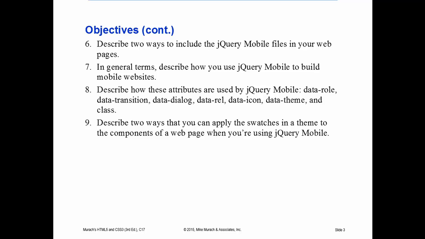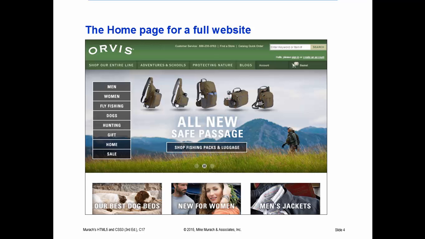Describe how these attributes are used by jQuery Mobile. The data role attribute, data transition attribute, data dialog attribute, data rel attribute, data icon attribute, data theme attribute, and class attribute. Finally, describe 2 ways that you can apply the swatches in a theme to the components of a web page when using jQuery Mobile.